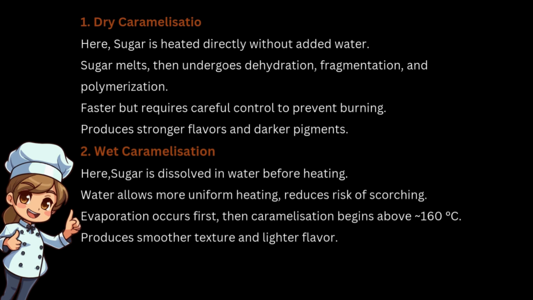Second, wet caramelization. In this method, sugar is dissolved in water before heating. The presence of water allows more uniform heating and reduces the risk of scorching. Evaporation occurs first, and then caramelization starts at about 160 degrees Celsius. This process gives a smoother texture.